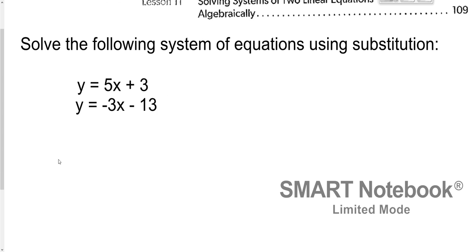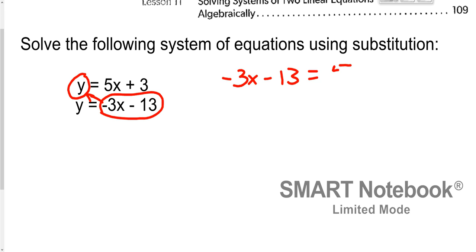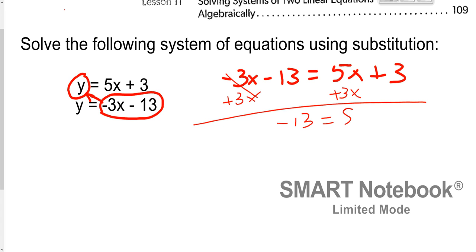Okay, so this one says solve it using substitution. Remember that substitution is when you take the information from one equation, and you substitute it into the other one, like so. Also remember that if both equations are in slope-intercept form, meaning y equals, you can just set them equal to each other. And then you just solve this, plus 3x to both sides. Negative 13 equals 8x plus 3, minus 3 from both sides. Negative 16 equals 8x. Divide by 8, x equals negative 2.